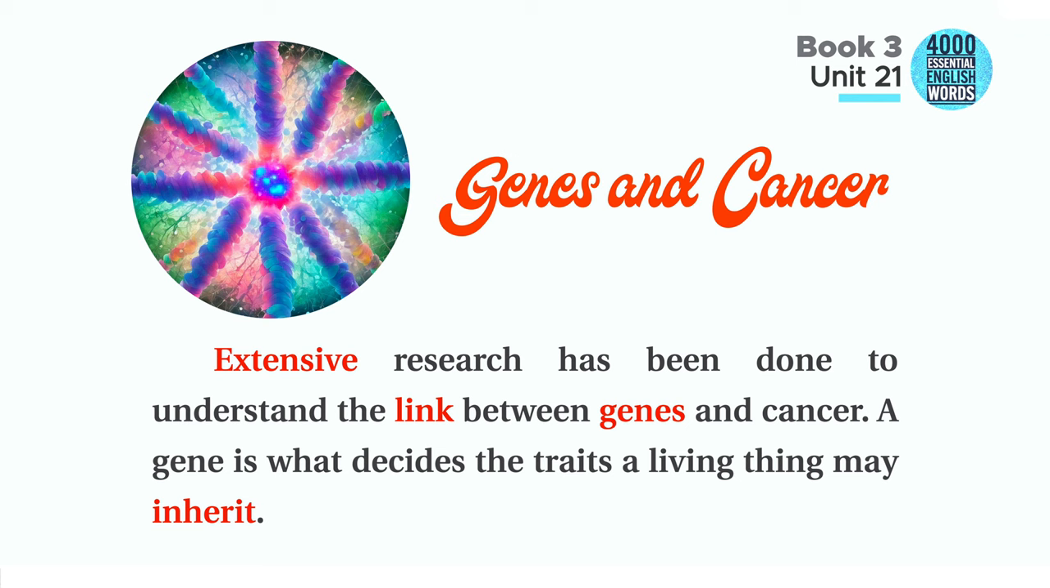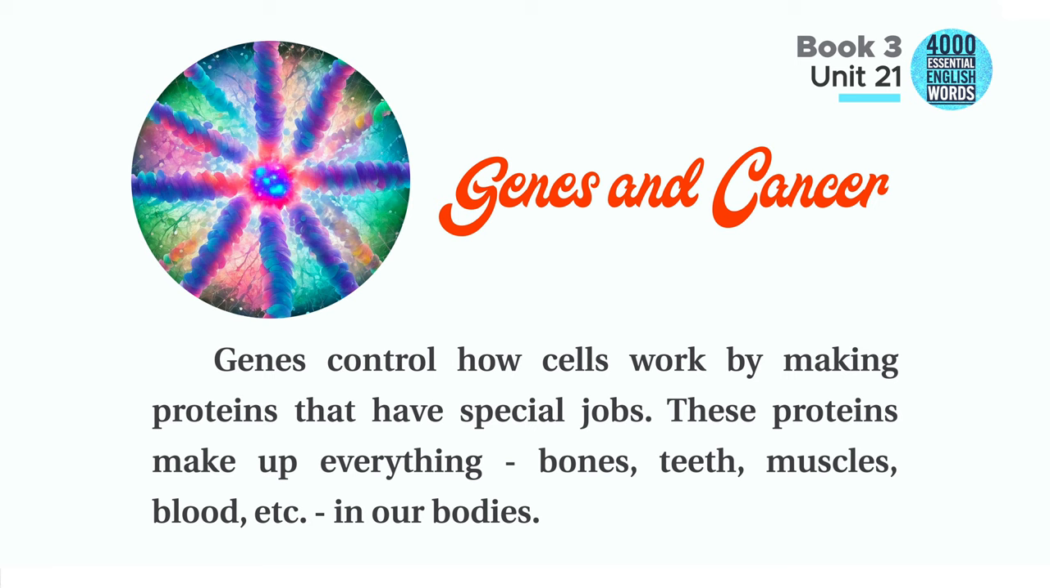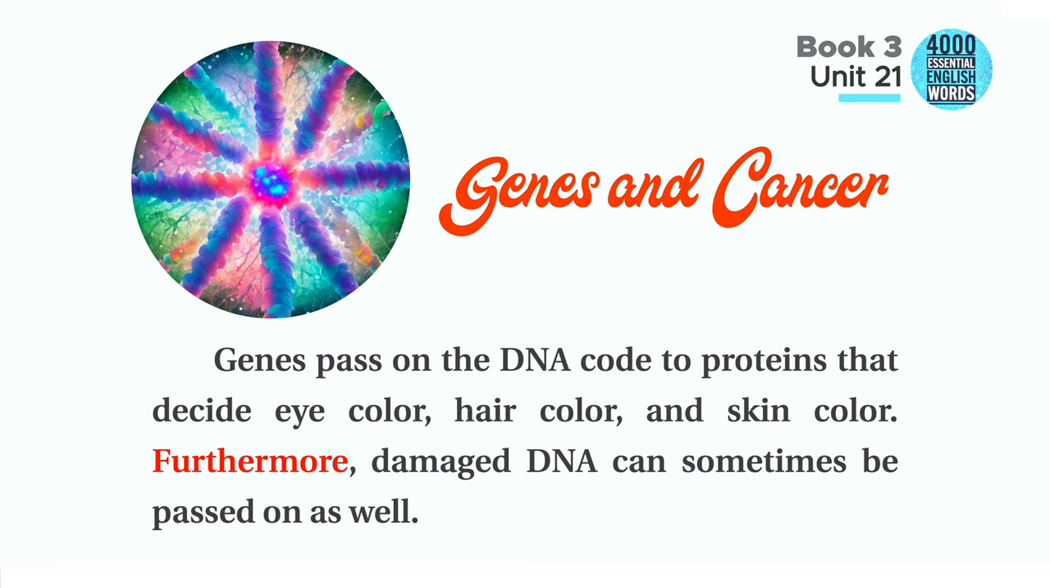Genes can be found in the DNA of each cell in the body. DNA contains a code that carries all the needed information about the qualities of a living thing. Genes control how cells work by making proteins that have special jobs. These proteins make up everything: bones, teeth, muscles, blood, etc. in our bodies. Genes pass on the DNA code to proteins that decide eye color, hair color, and skin color.